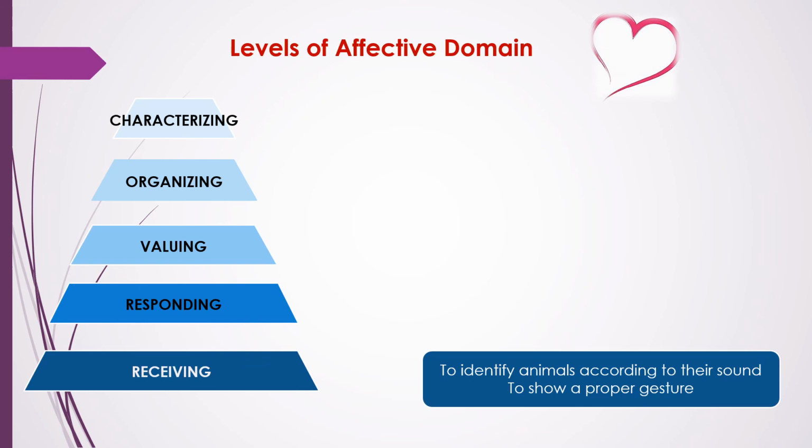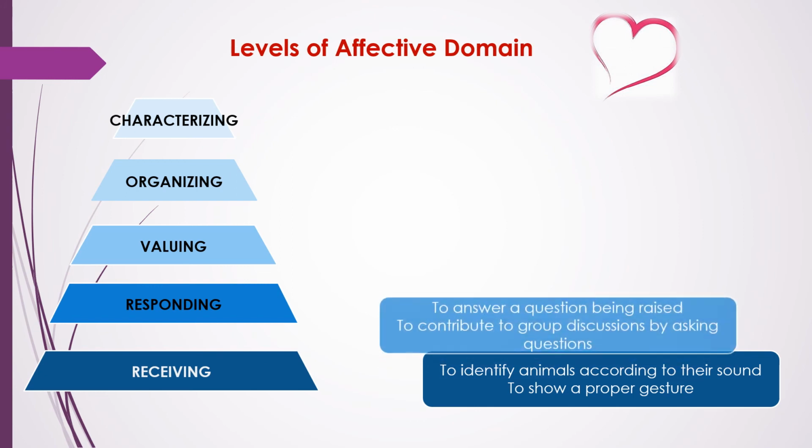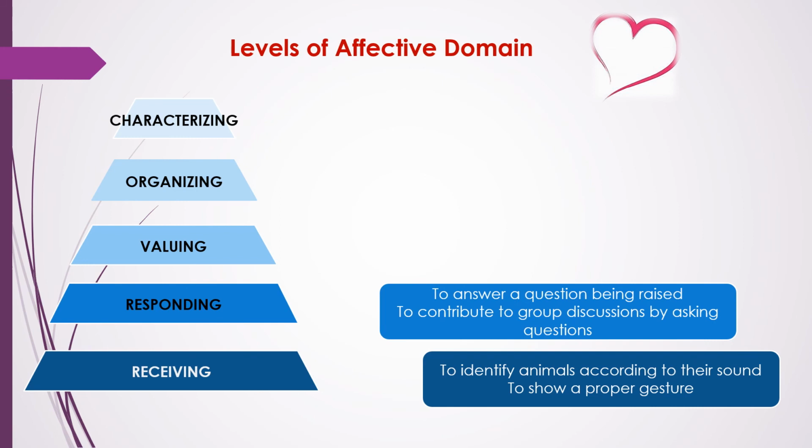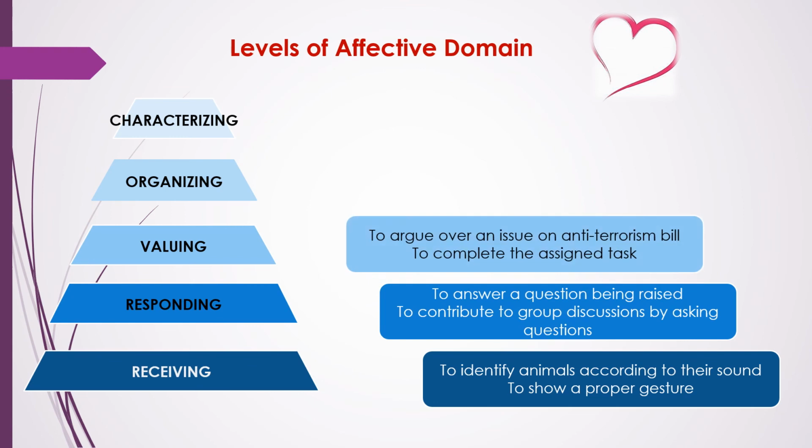Example for receiving, the learning objectives are to identify animals according to their sound. And the other learning objective, to show a proper gesture. So that's under the receiving level. And then the next level is to answer a question being raised. Then the second objective is to contribute to group discussions by asking questions. So that's the responding level.